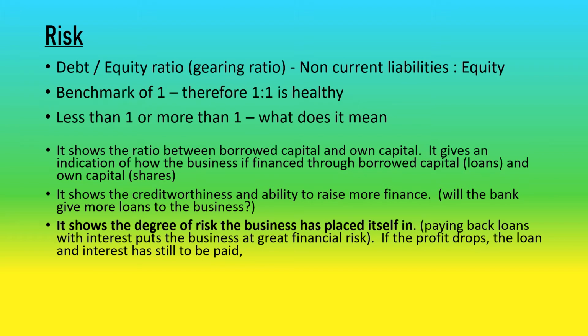Because the expectation is that your current assets should pay your current liability. Therefore, in your risk ratios, you would actually look at your non-current liabilities to your equity. Your risk ratio is your debt ratio to your equity ratio. Usually the benchmark for that is 1:1 is healthy. What this ratio is trying to tell you is that for every 1 rand of liability, you can have 1 rand of equity.